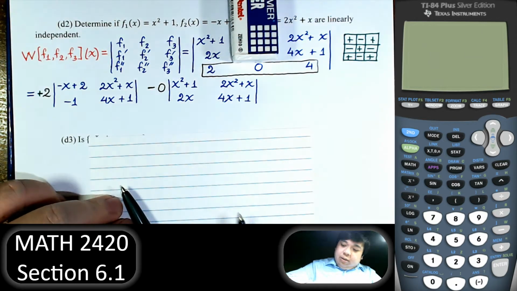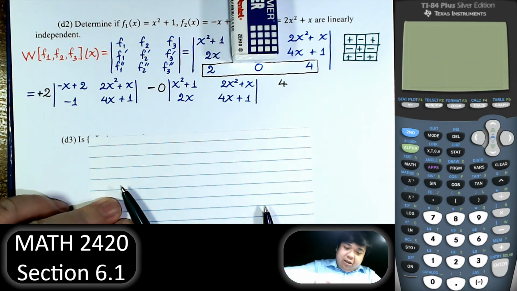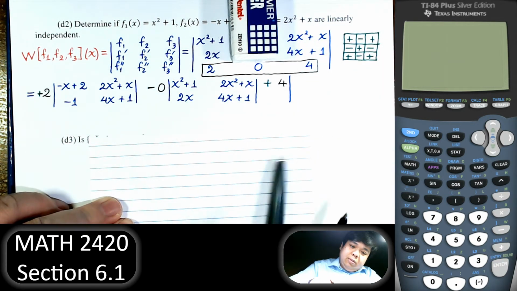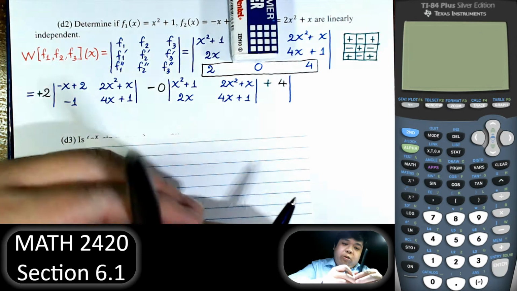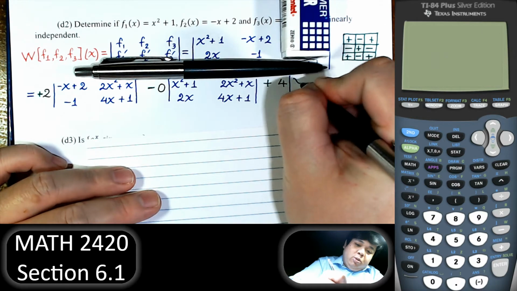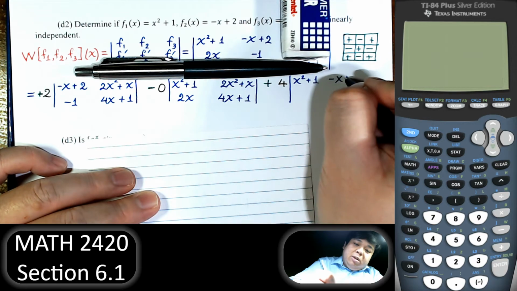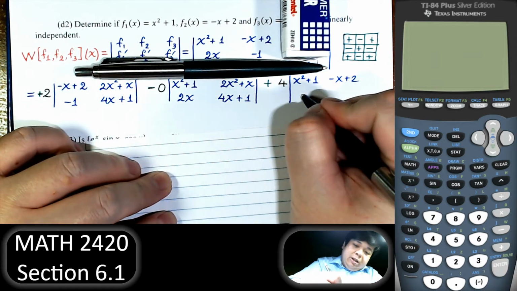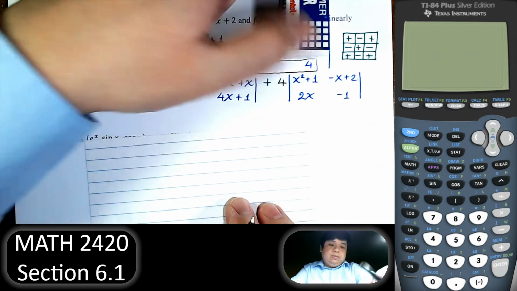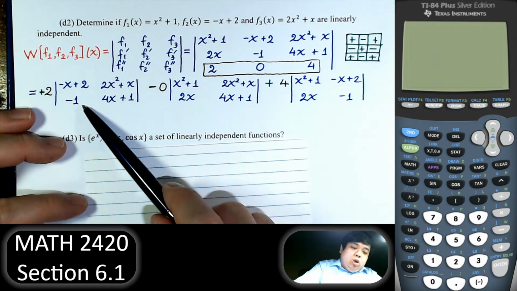Last one is 4, and 4 is sitting on the plus sign. And then cover the row and the column containing 4. We have x squared plus 1, negative x plus 2, 2x squared plus x, and 2x minus 1. Now we just have a 2 by 2 determinant.